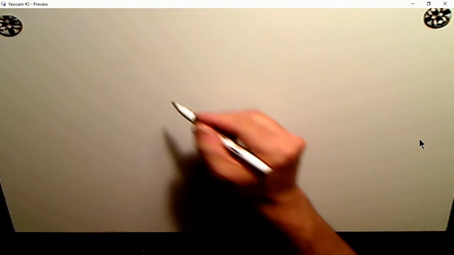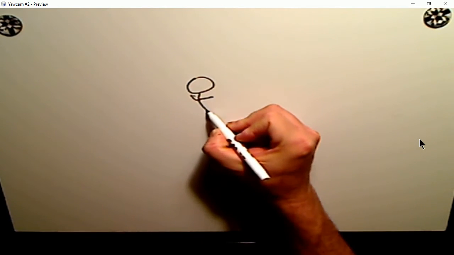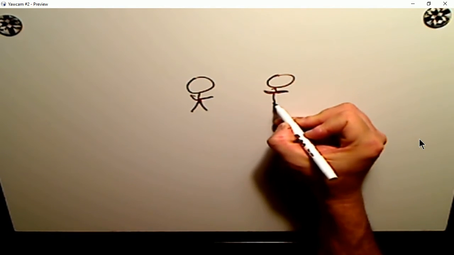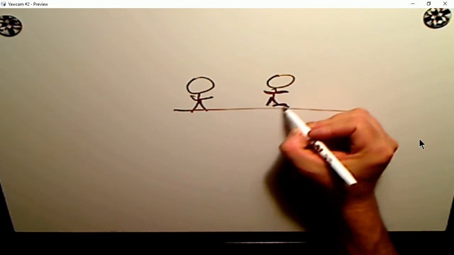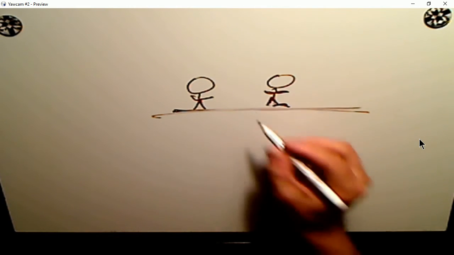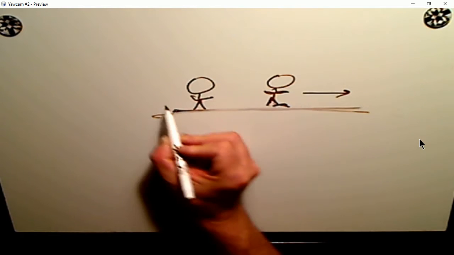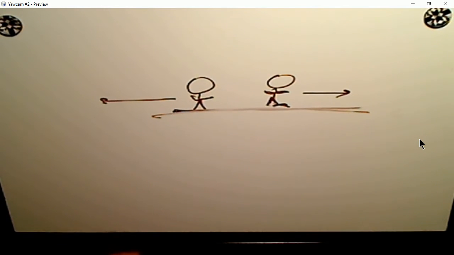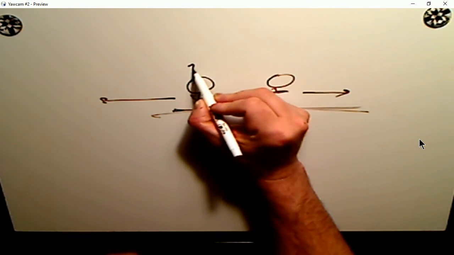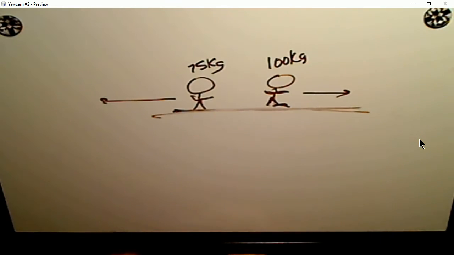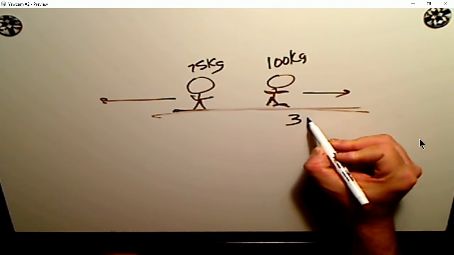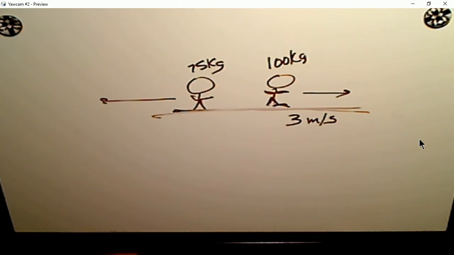I have two people on ice skates. They're on a pond here, and they push against each other and they're flying apart. This one person is 75 kilograms and this one person is 100 kilograms. So, if this person on that push apart is going 3 meters per second, what is the speed of this person?